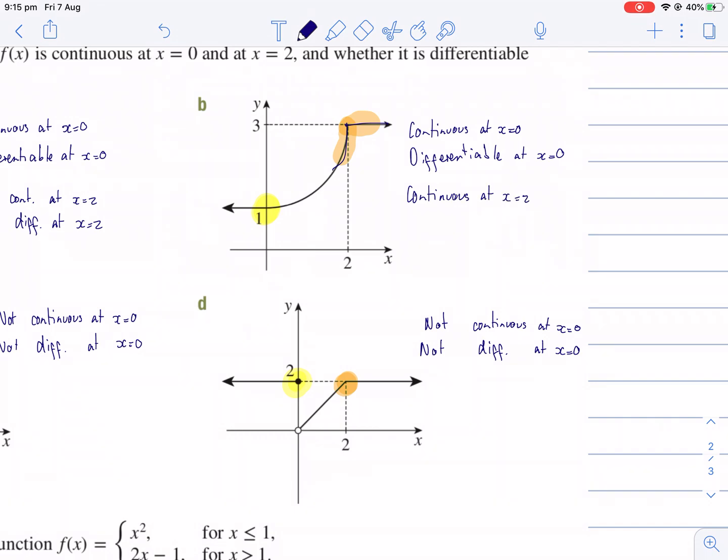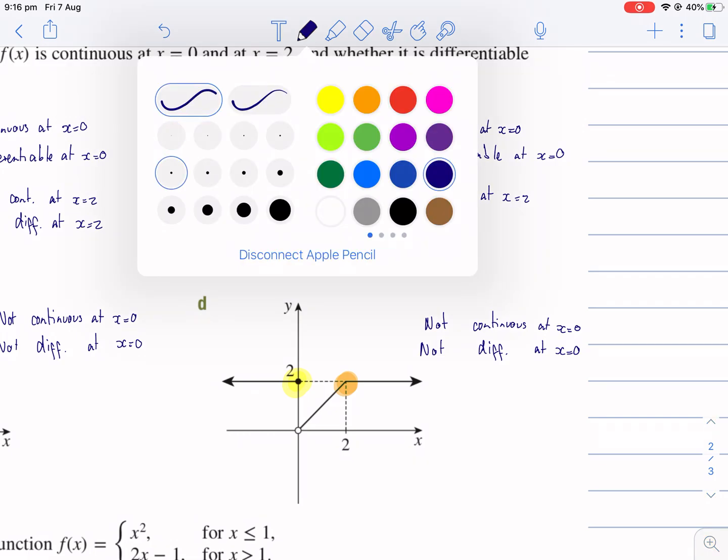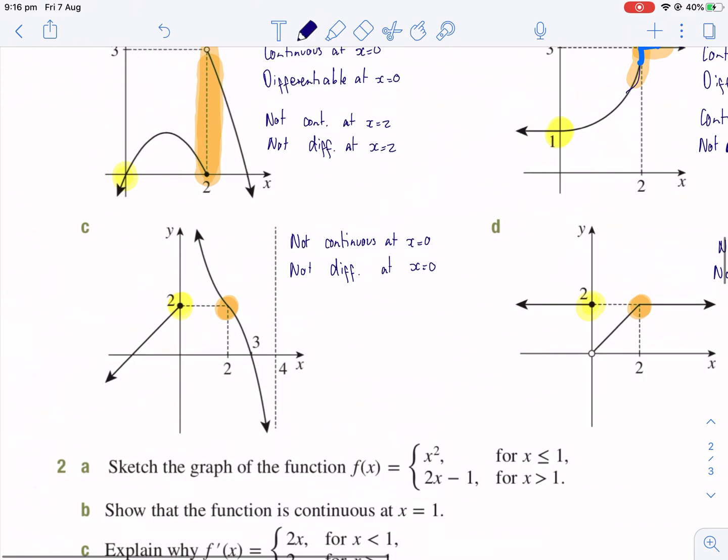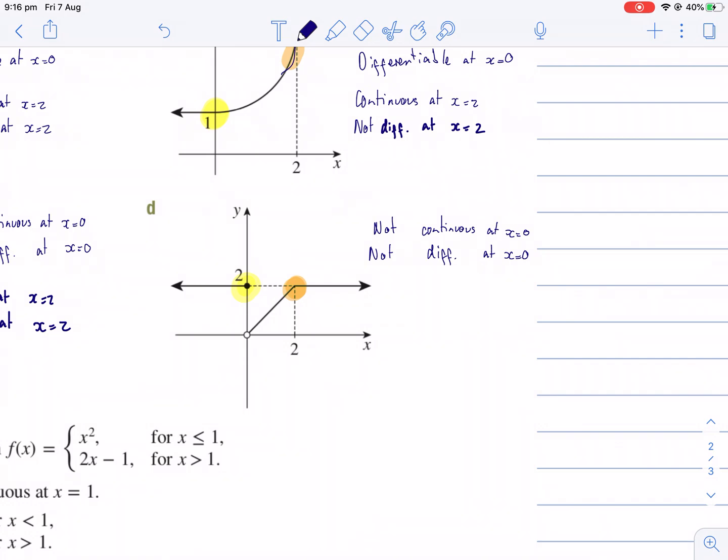But it's not differentiable. It has such a hard drop. Like the gradient just here is not the same as the gradient there. Okay, this one is continuous and differentiable. Look at it, it's nice and smooth, isn't it? And this one, it is continuous, but it's not differentiable for the same reasons as above.